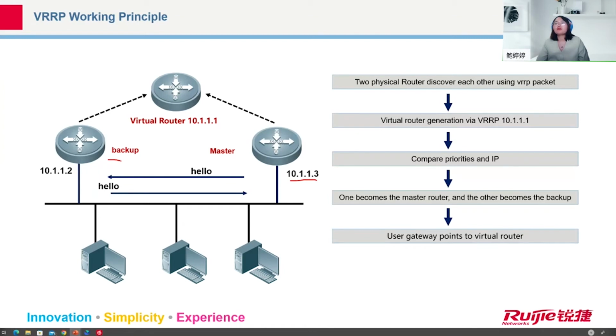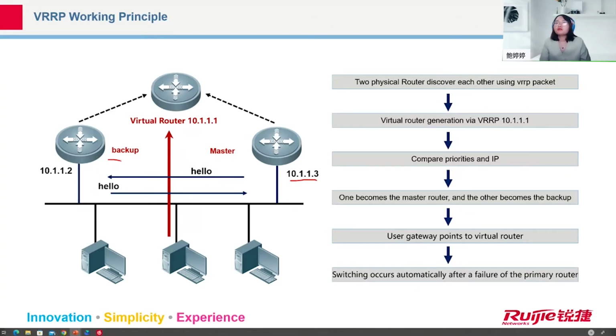And the user gateway points to the virtual router. All the PCs only know the IP address 10.1.1.1. They don't care whether my traffic will finally be forwarded from 1.3 or 1.2. They don't care about it, they only care that my gateway is 10.1.1.1. And traffic goes out through the virtual router. Of course, actually, the message will be sent out through the master device.